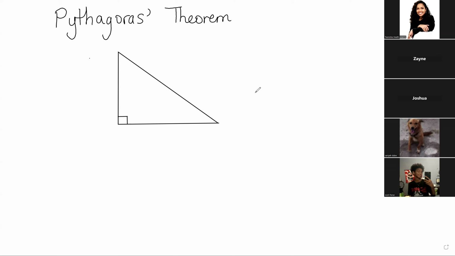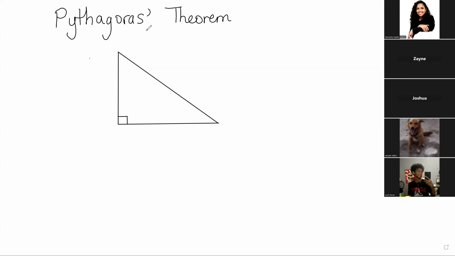So this is a right angle triangle, and all of you know what a right angle triangle is, I'm sure, because you've seen it many times before. A right angle triangle has one of the angles in the triangle as an actual right angle, right? So Pythagoras' theorem has to do with the right angle triangle.